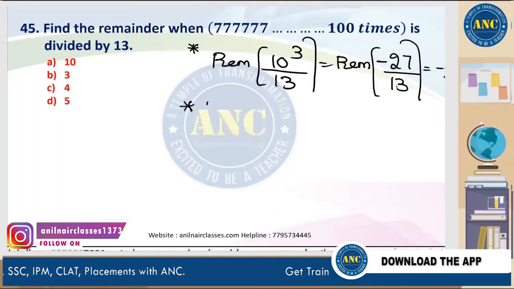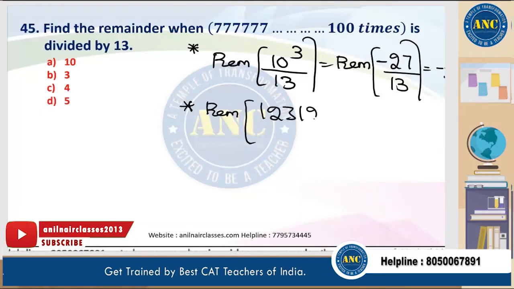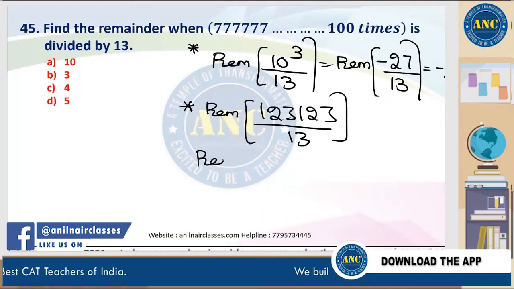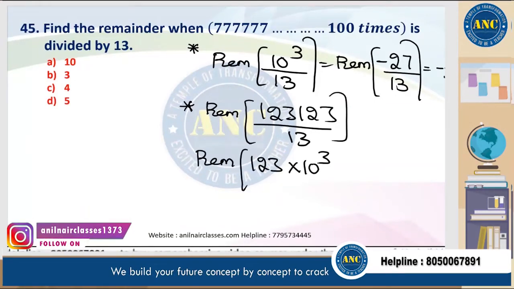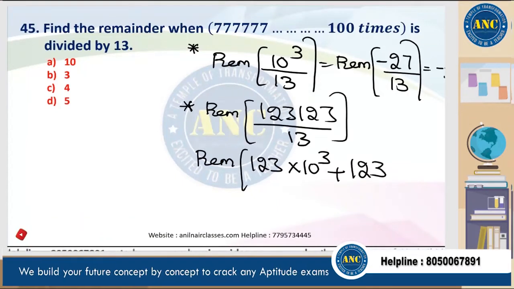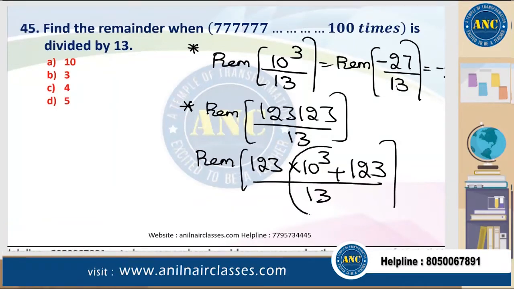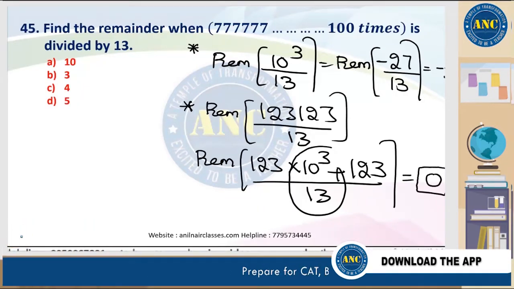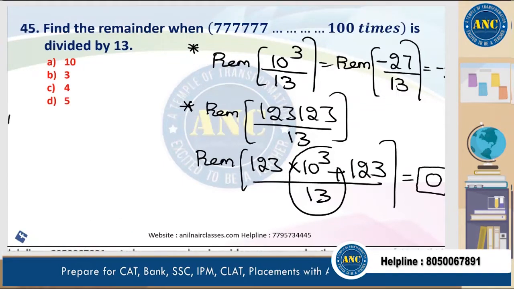Suppose the question is the remainder when 123123 is divided by 13. This is 123 into 10 power 3 plus 123 divided by 13. Since 10 power 3 divided by 13 is minus 1, we get minus 123 plus 123, which is 0. Extremely important point.